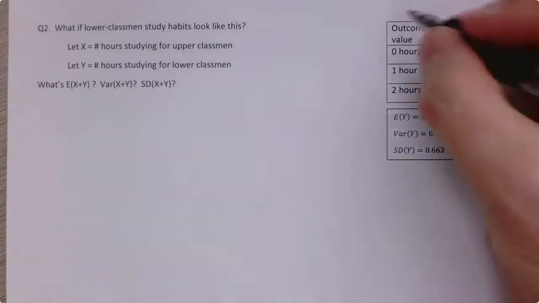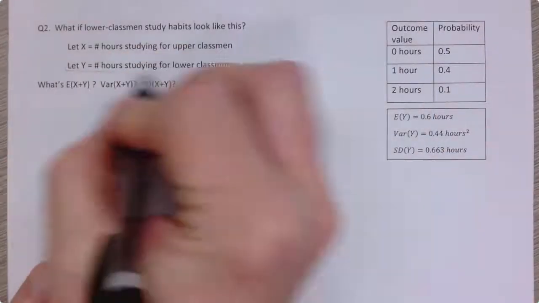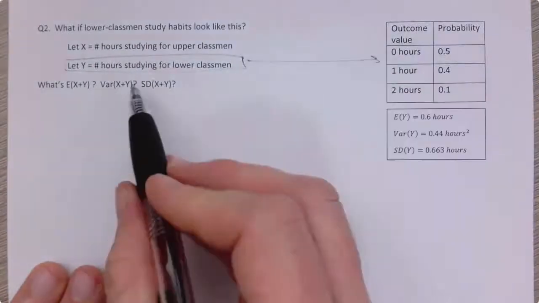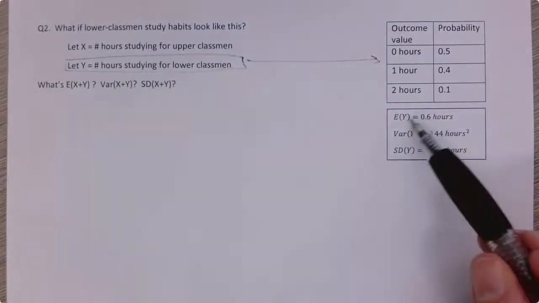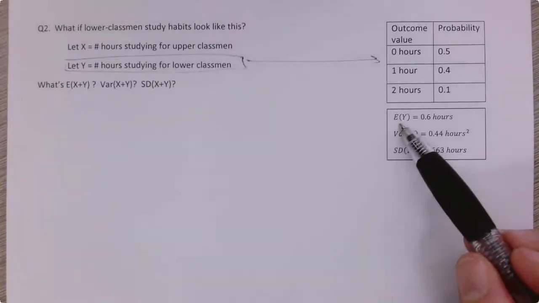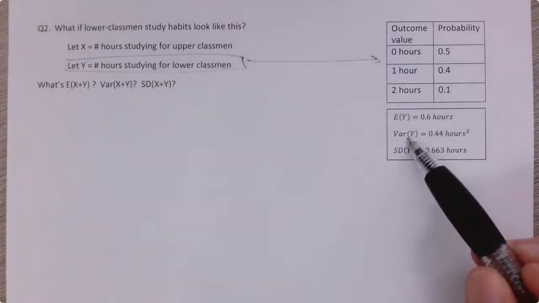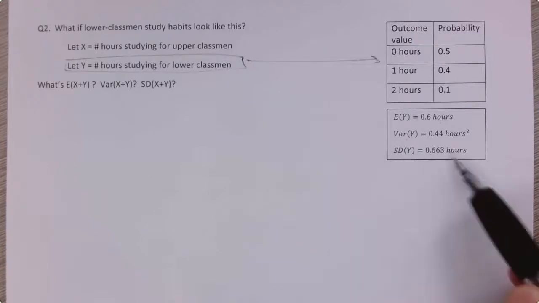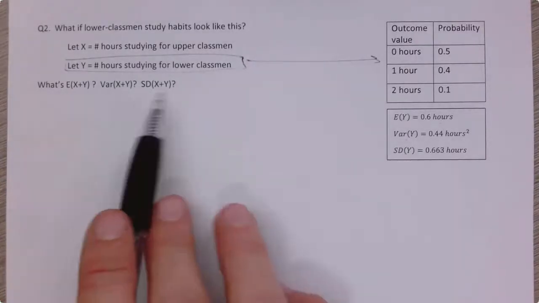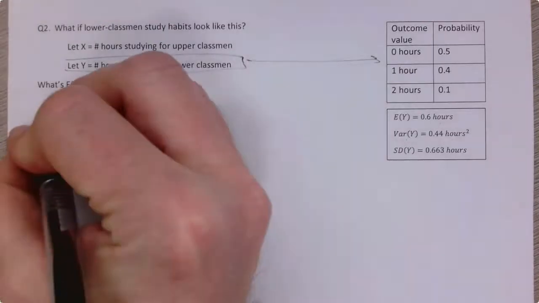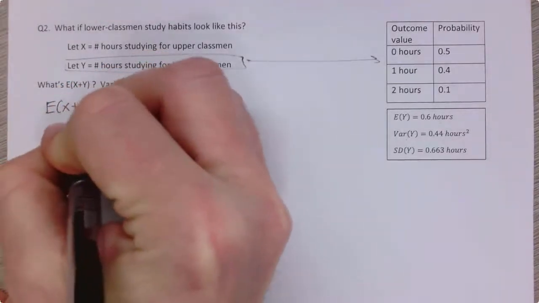So let's say this table corresponds to the random variable y. The table on the front side corresponds to x. So the expected number of hours for underclassmen to study is this. The spread is this. Standard deviation is this. Okay, so let's apply our rules now for expected value, variance, and standard deviation. So expected value of x plus y.